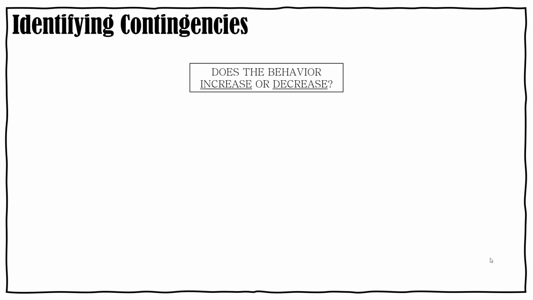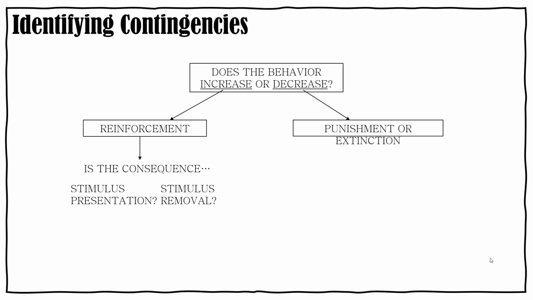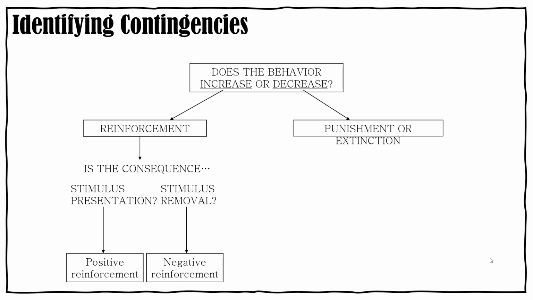Oh, sorry, before we do that, I have a little flow chart for you guys that when you're looking at situations, you can figure out what contingencies they are. So first of all, you want to know, does the behavior increase or decrease? If it increases in the future, it's reinforcement. If it decreases, it's punishment or extinction. If it's reinforcement, is the consequence presenting something pleasant or removing something aversive? If you're presenting something that's pleasant, it's positive reinforcement. If you're removing something that's aversive, negative reinforcement.